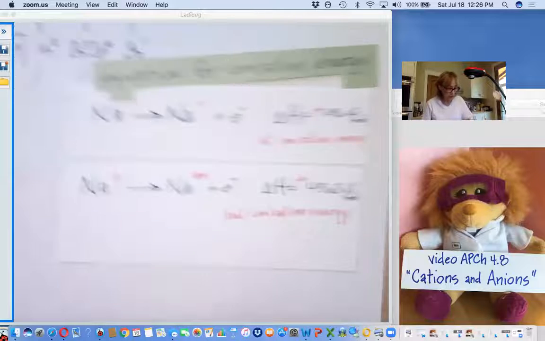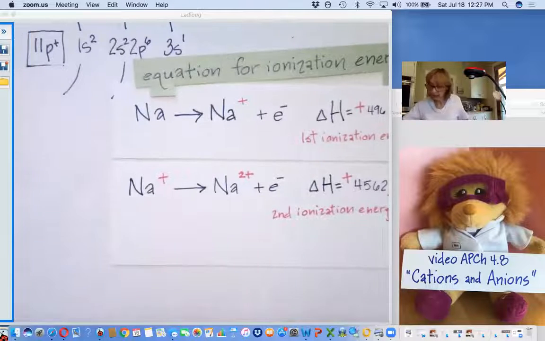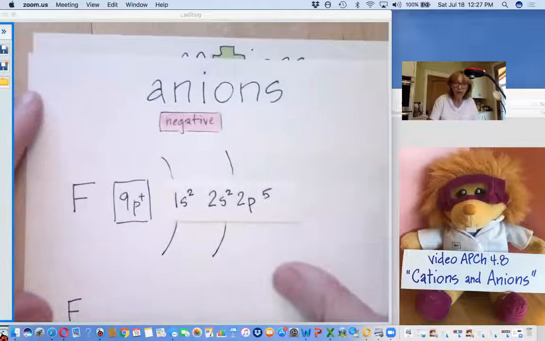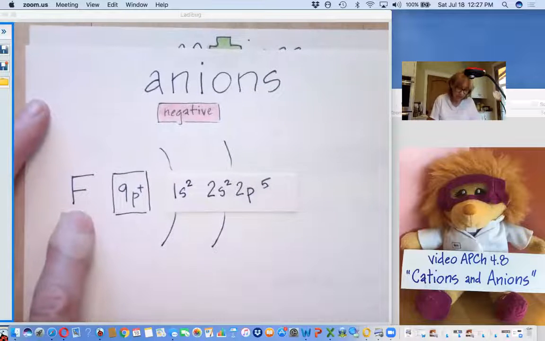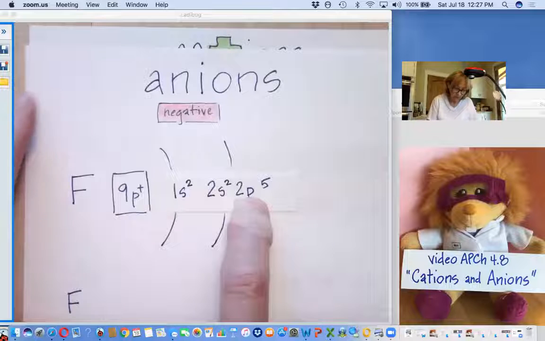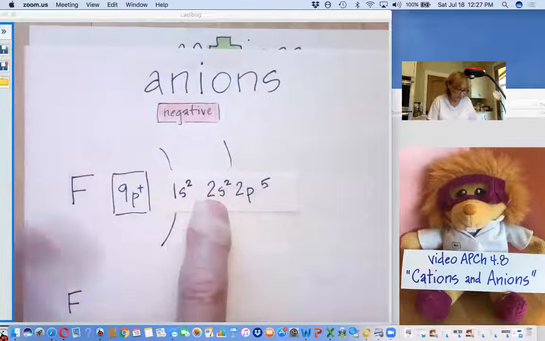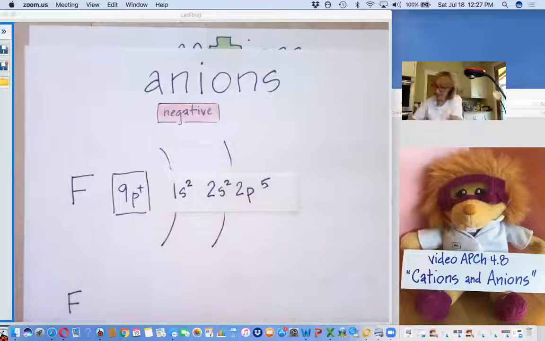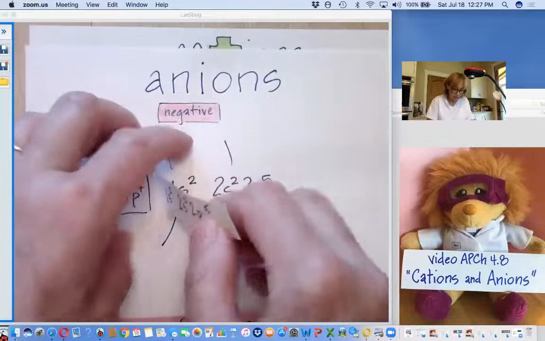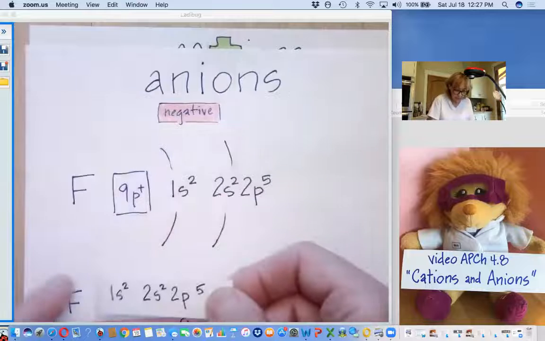Okay, now let's turn our focus to anions. And let's consider the fluorine atom with 9 protons and 9 electrons. Okay, this is the electron configuration for our fluorine atom.